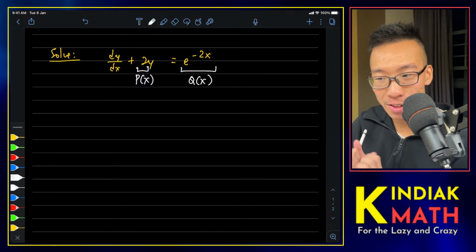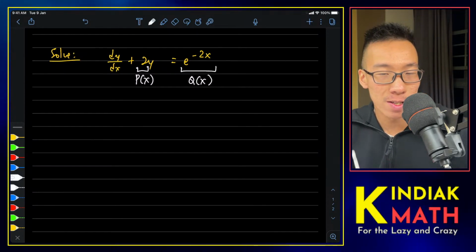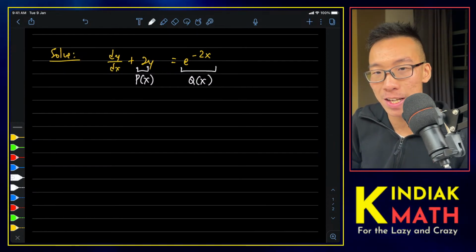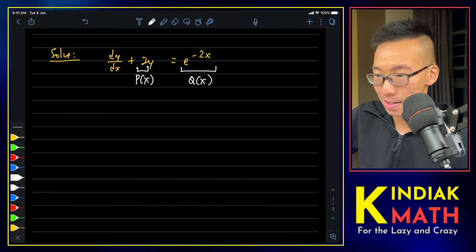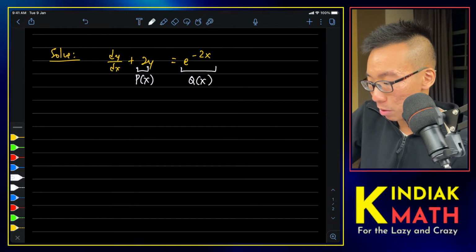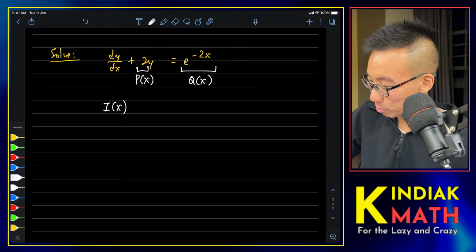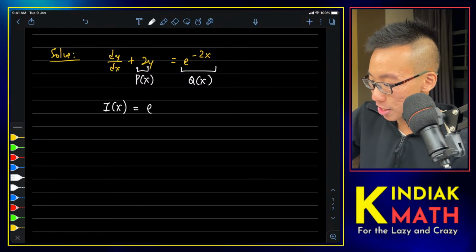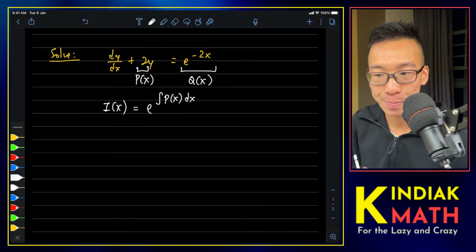Now, why are these terms useful for us? Well, these terms are going to help us obtain our final answer. Okay, so what that looks like requires a few steps. The first step is to calculate what we call the integrating factor, which looks like I of x. This will be the exponential of the integral of p of x.